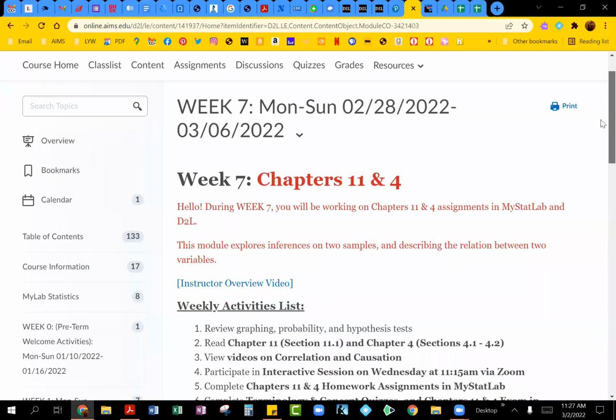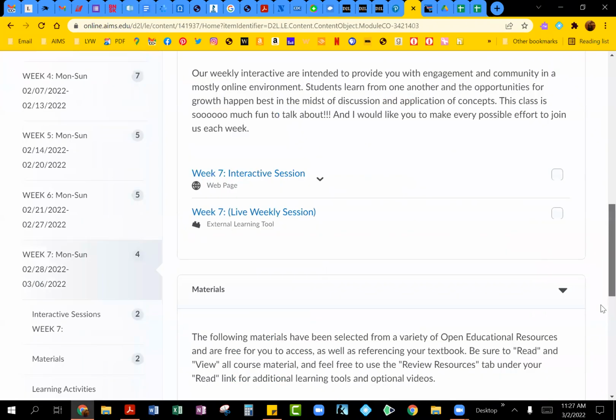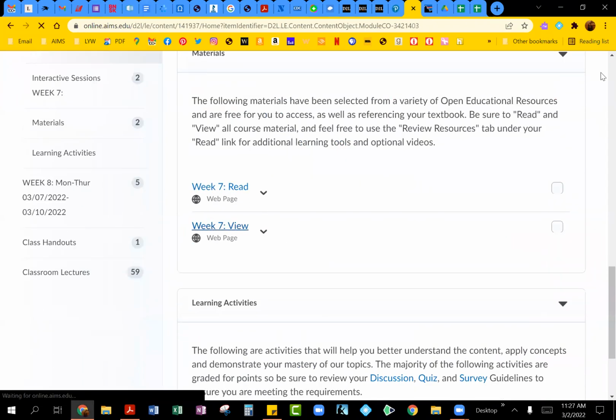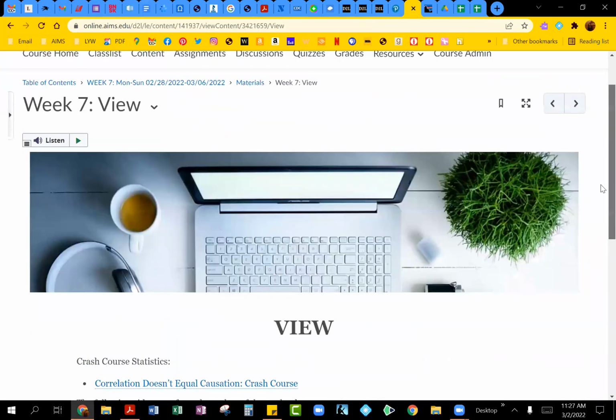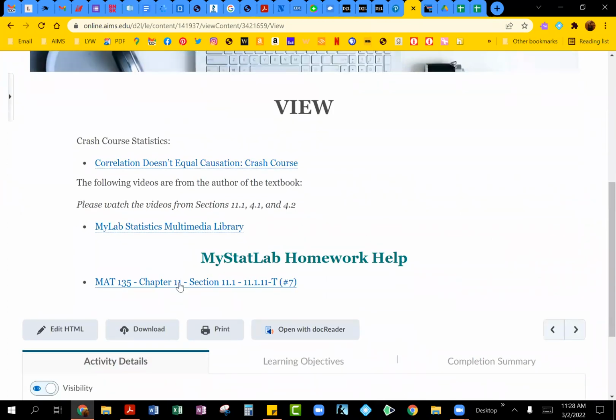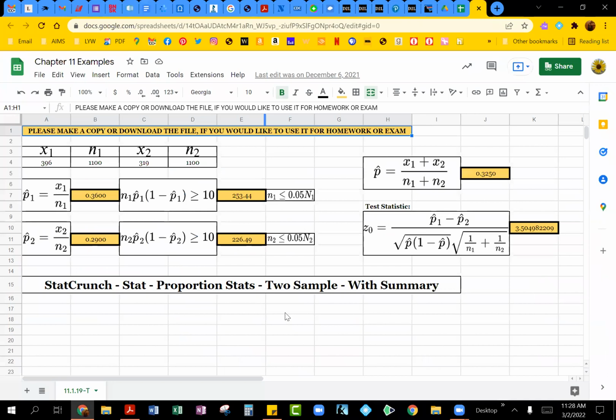Okay, there we go. So if you go under week 7 and go under view, you will see at the bottom that I have one more example that I have included in here. This is problem number 7 from 11.1, because that's actually not the problem that we will be talking about today. So you do have this another example here under the view videos that you can take a look at.